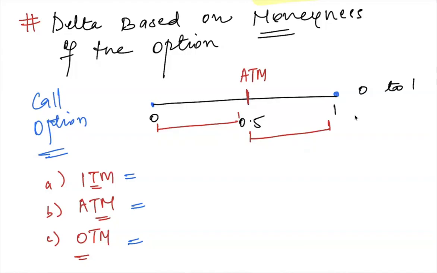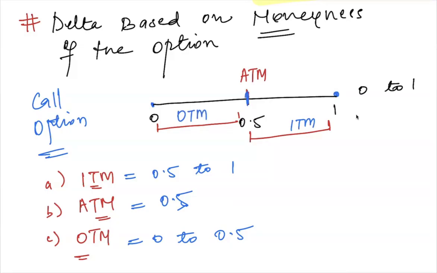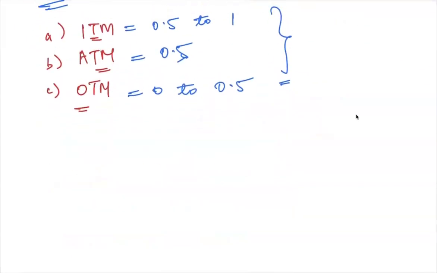Let me summarize it again. If the delta is between 0 and 0.5, we say it's out of the money. If it's 0.5, we'll say at the money. And if it's between 0.5 and 1, we'll say it's in the money. So here you see out of the money, here at the money, and here in the money. So what does this actually mean, and how will we remember this, right? Just remember this graph.